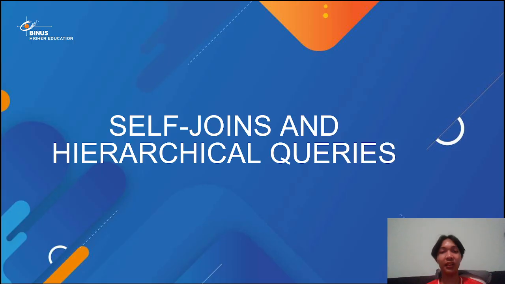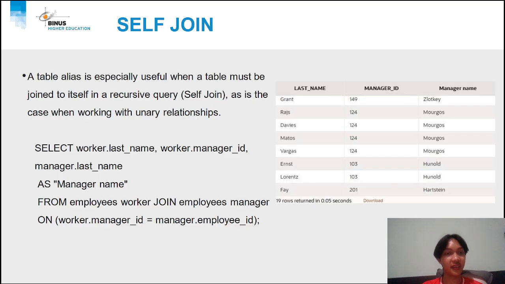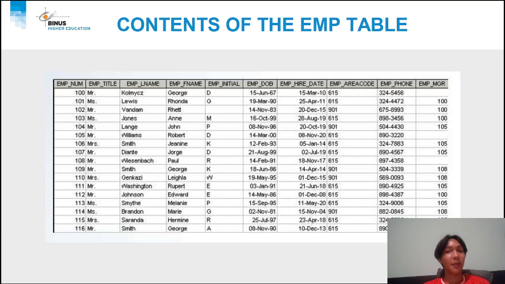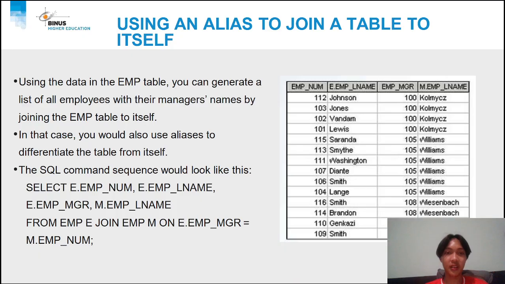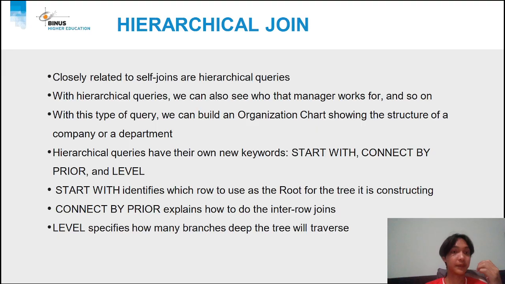And now in here, there is self-join and hierarchical queries. Self-join uses a table alias, especially useful when a table must be joined to itself in a recursive query, as is the case when working with a recursive relationship. And in here, there's the content of the EMP table. And here, using an alias to join a table to itself. Using data in the EMP table, you can generate a list of employees. And in that case, you would also use aliases to differentiate the table from itself.